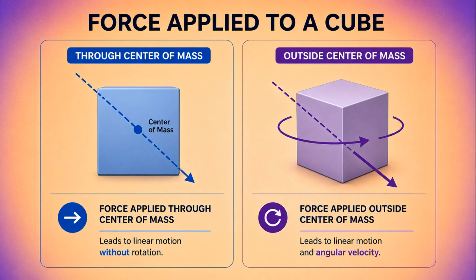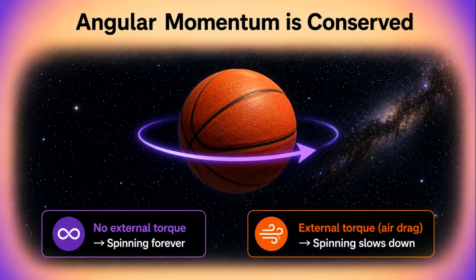When a force acts directly through the center of mass, it acts through the point where the body's mass distribution balances. Because there is no imbalance, no rotation is generated and the body just accelerates linearly. Angular momentum is conserved. This means a rotating body will continue spinning forever unless it is acted upon by an external torque such as air drag.